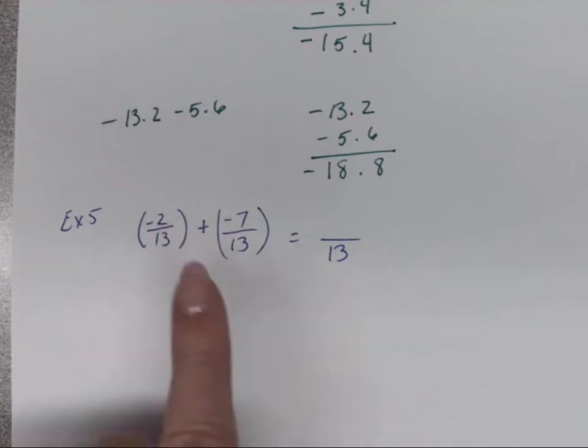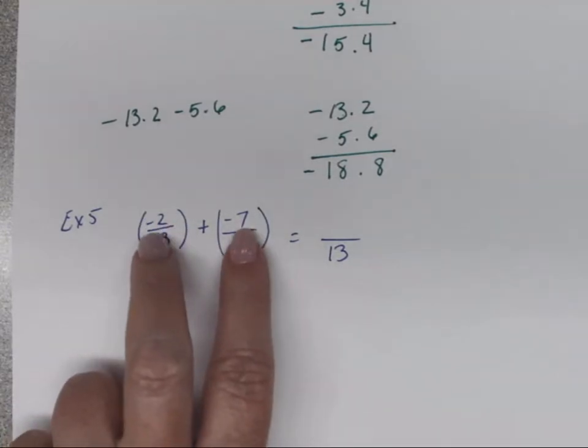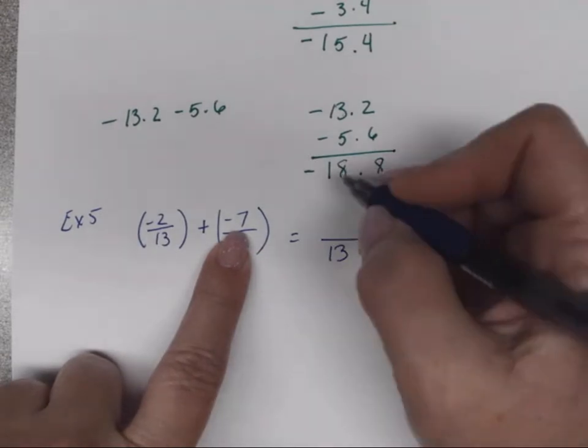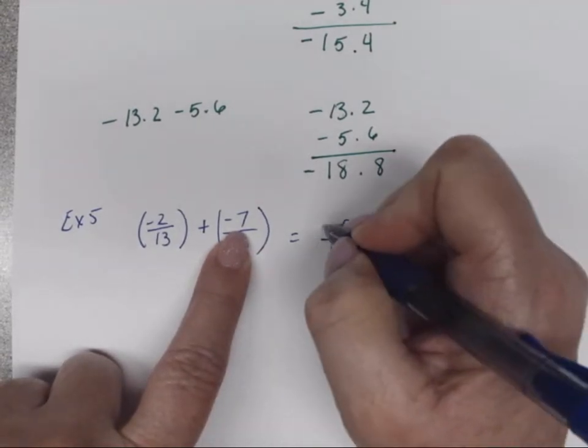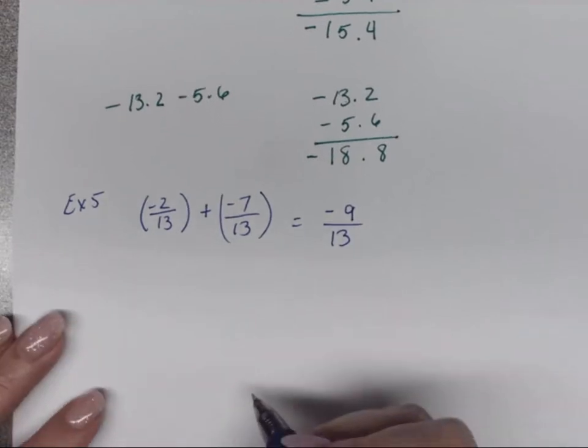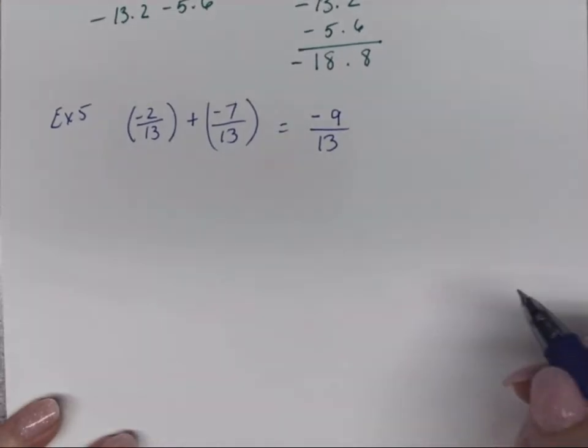You do not add the denominator, you just bring it on over. Now on the top, they are both negative. So if they have the same sign, we add them and keep the sign. So 2 plus 7 will be 9, keep the sign. So negative 9/13.